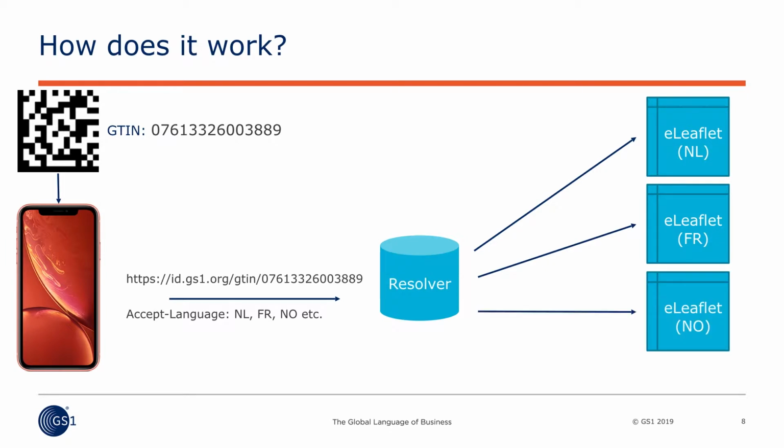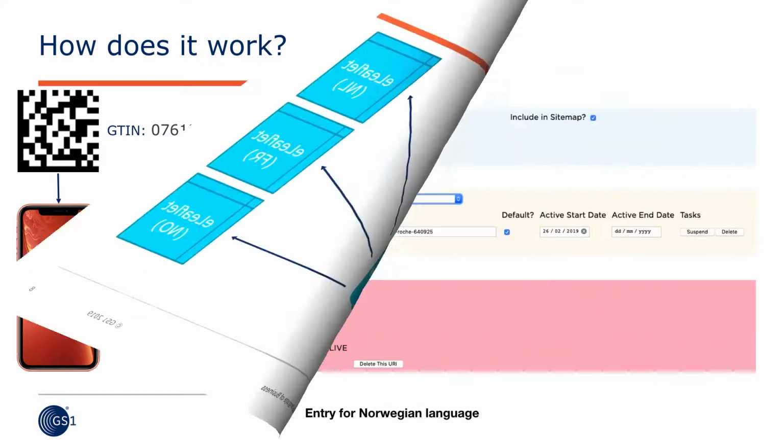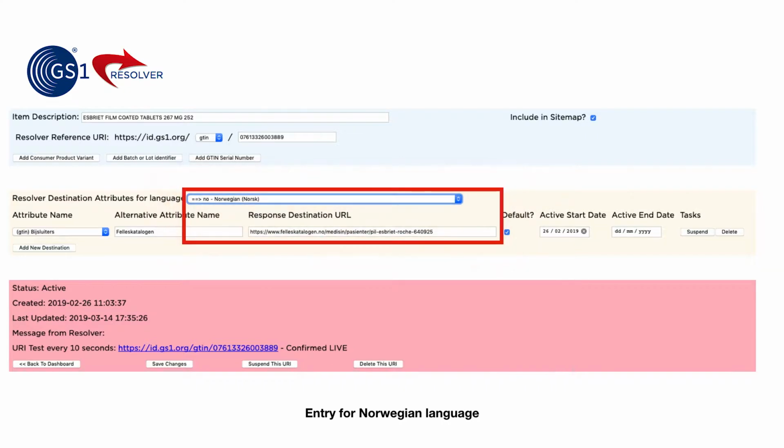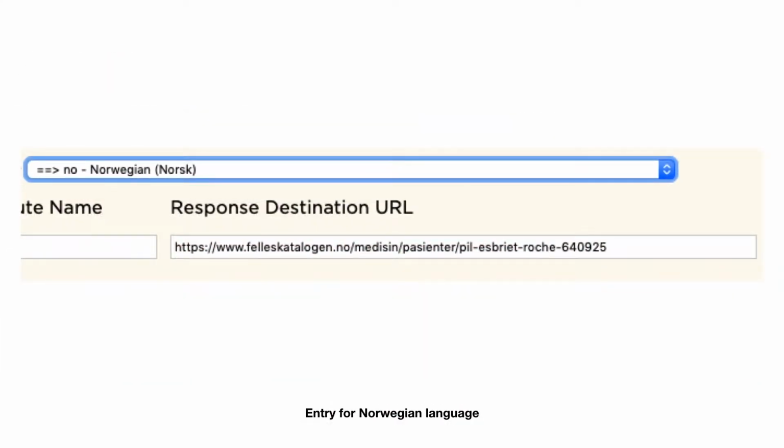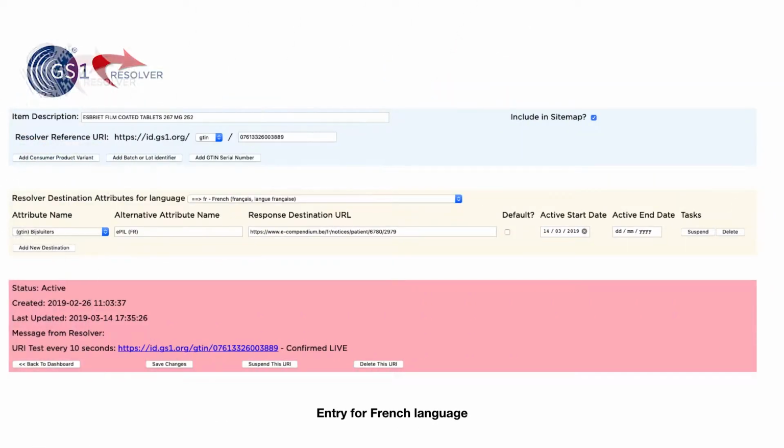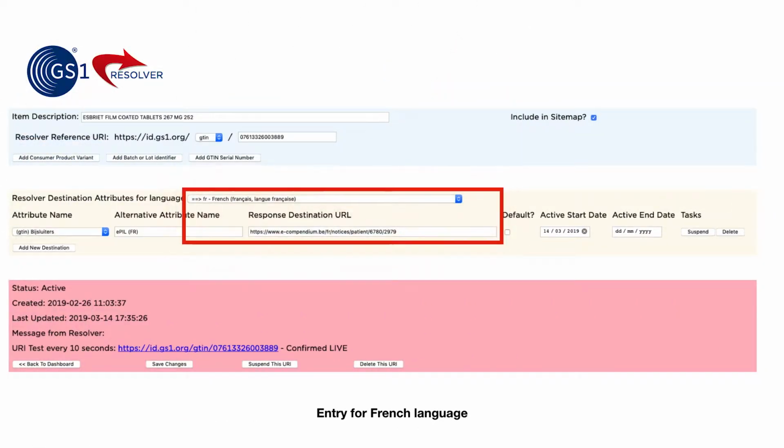The web address of the correct leaflet for each GTIN needs to be provided by the manufacturer and entered into the resolver's database. Here we see what a manufacturer sees when they enter the relevant URL for the Norwegian leaflet in the Felleskatalogen. And here's the entry for the French leaflet that sits in the pharma.be repository.